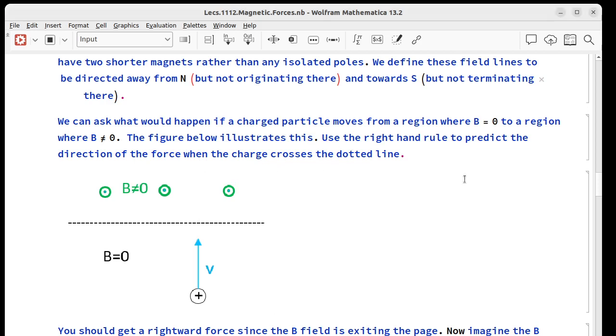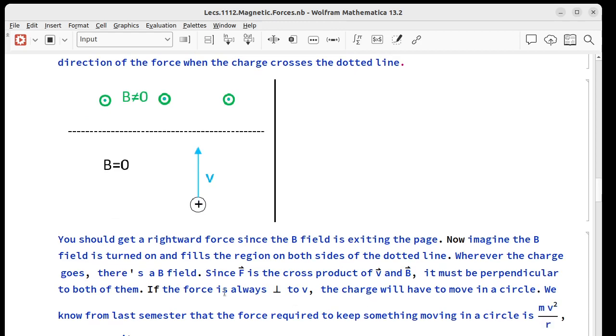And eventually, if there's a uniform magnetic field, so it's the same everywhere above this dotted line, eventually it's going to send this right back out. So this works as kind of a reflector. We fire this charge in at some velocity, and it makes a 180 and comes back out at the same velocity.